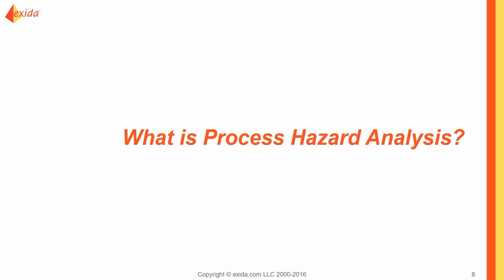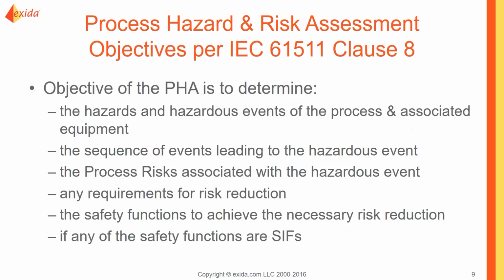So what does your process hazard analysis entail? The objective per IEC 61511 is to determine what can go wrong. What are the sequence of events that could lead to a hazard? With the PHA, you can determine the risk and compare it to your risk tolerance to see if risk reduction is required. Finally, what safeguards can you put in place to reduce that risk?